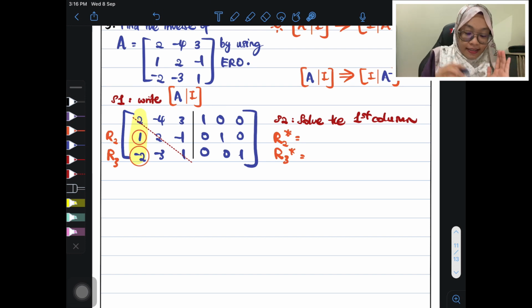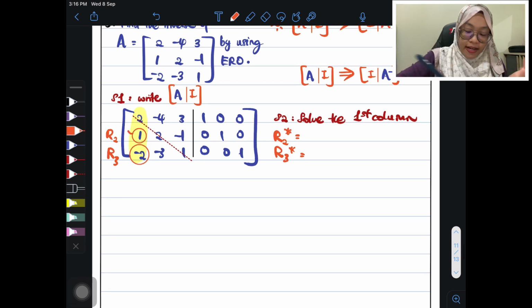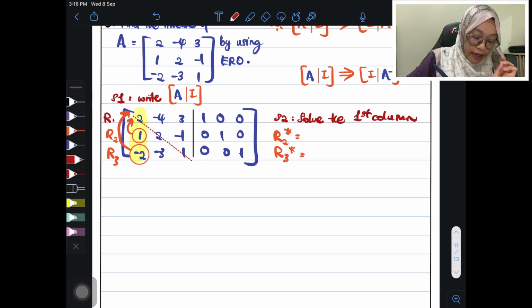So caranya adalah operasi tambah tolak di situ adalah berhubung kait dengan paksi kamu, akan berhubung kait dengan dotted line kamu. Okay, so you gotta use this. I will use the arrow here. It means you will have to use row 1 as your tambah dan tolak tau, in order to get 0.